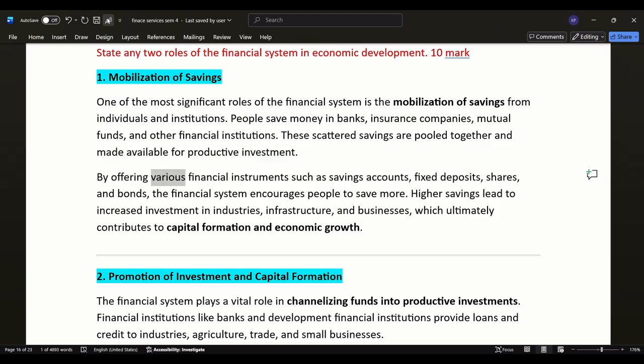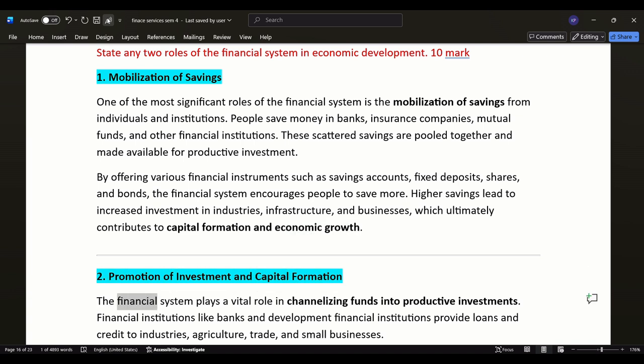By offering various financial instruments such as savings accounts, fixed deposits, shares, and bonds, the financial system encourages people to save more. Higher savings lead to increased investment in industries, infrastructure, and businesses, which ultimately contributes to capital formation and economic growth. 2. Promotion of investment and capital formation.